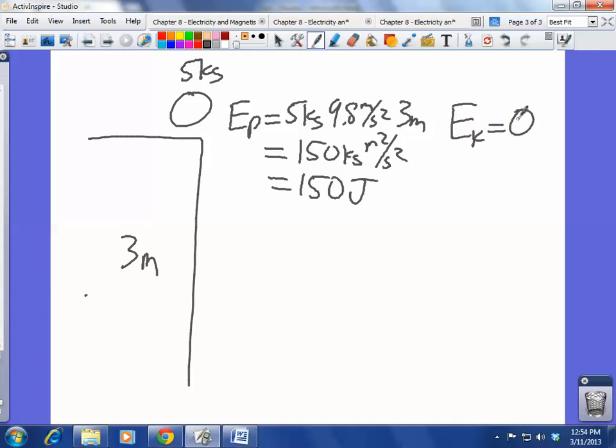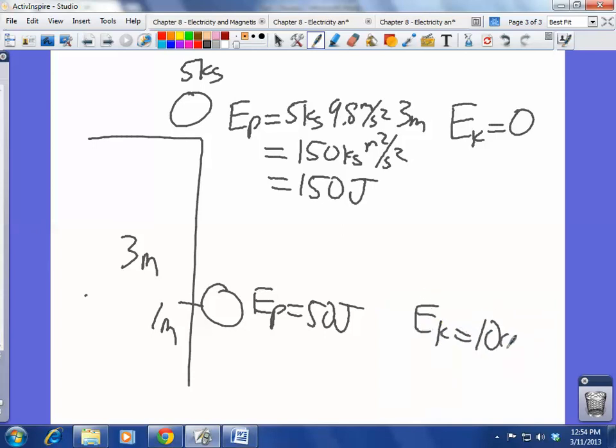Okay? Now let's say this bowling ball falls. It falls here, and now it's 1 meter above ground. If I do this all again, I'm going to get that my potential energy is equal to 50 joules. Where did those other 100 joules of energy go? Kinetic. Good. Okay, so it's all kinetic.